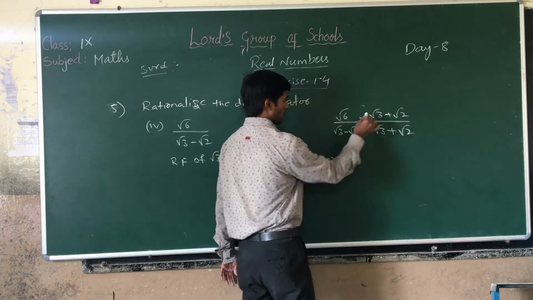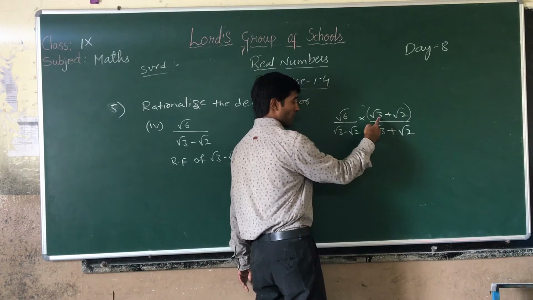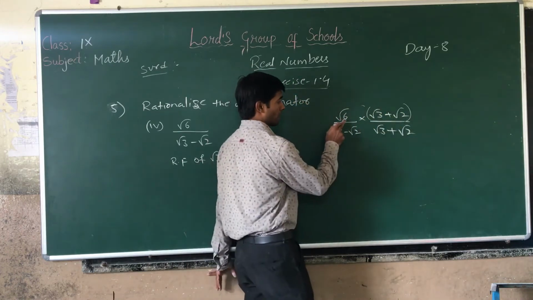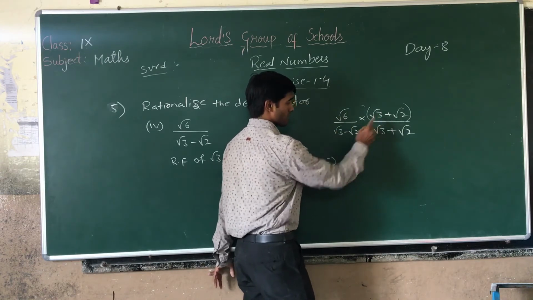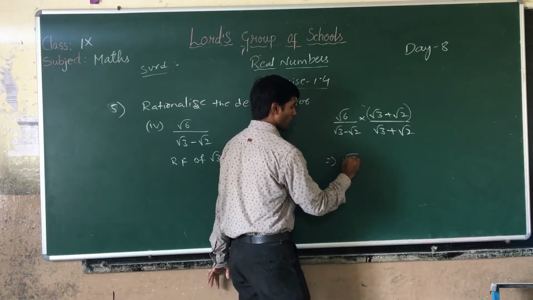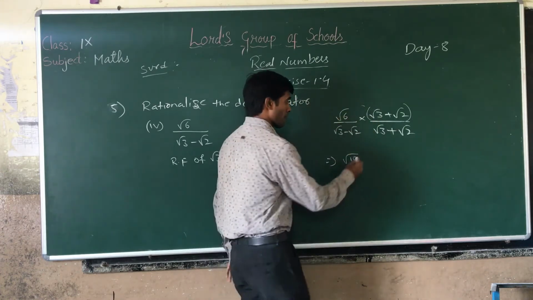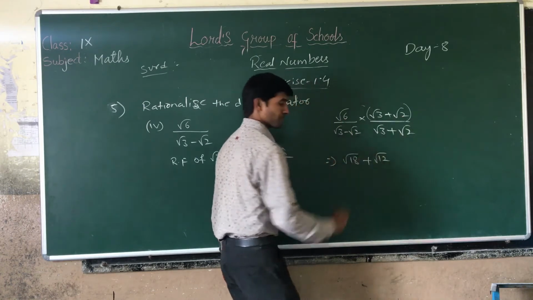So we have to multiply this root 6 into both the terms. Root 6 into root 3, and root 6 into root 2 also. When we multiply root 6 into root 3, both are square roots, so we can multiply 6 into 3. It will become root 18. Root 6 into root 2 will become root 12.